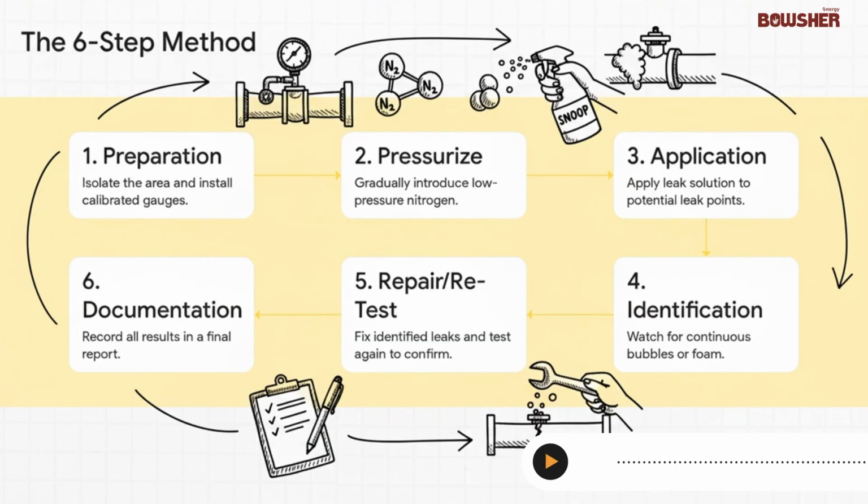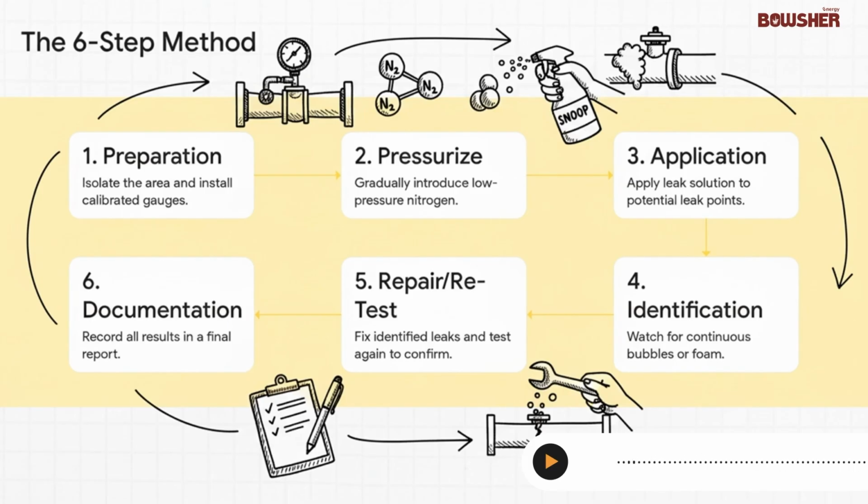First up is prep. Isolate the system, hook up your precise gauges. Then you slowly, gradually pressurize with nitrogen. Step 3, this is the magic moment. You apply the leak detection solution, often a product called Snoop, which is kind of perfect, to all those potential hiding spots. And after that, you just watch. If you see bubbles, you've found your leak.